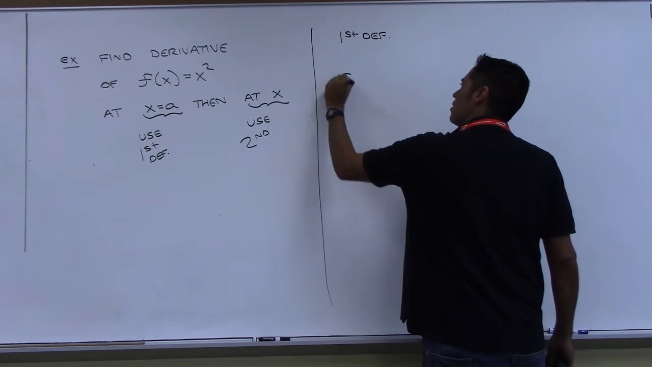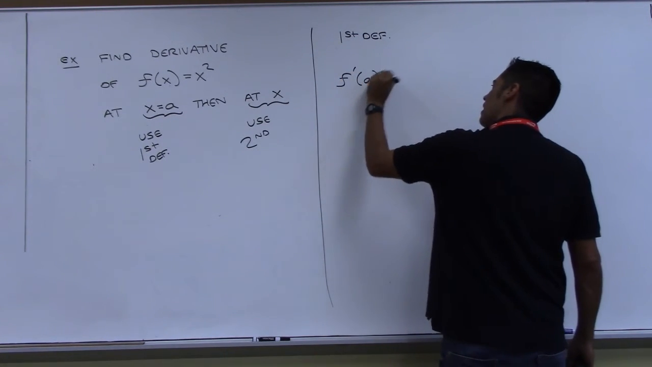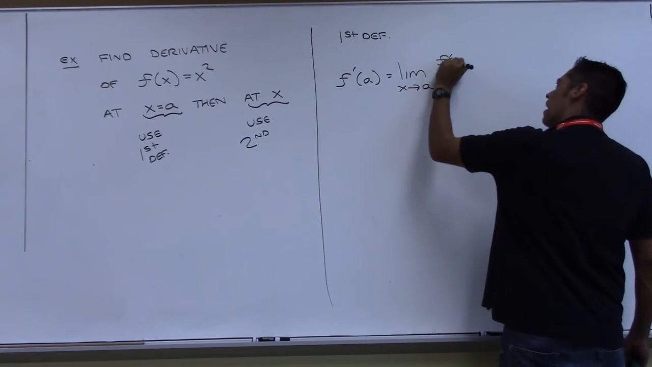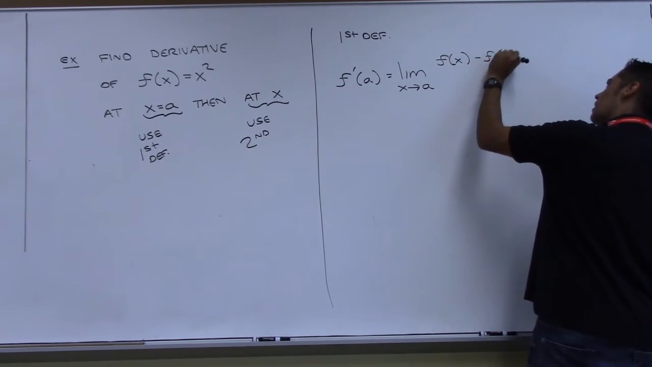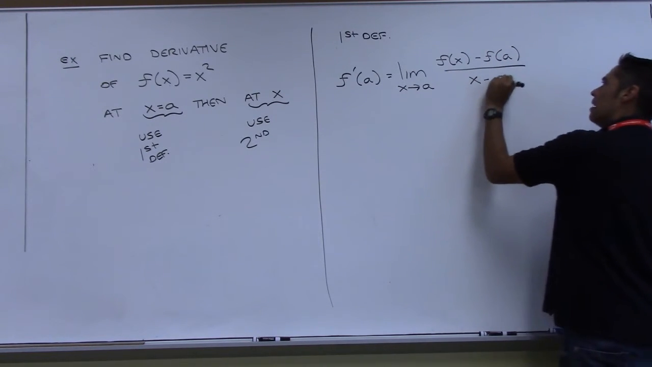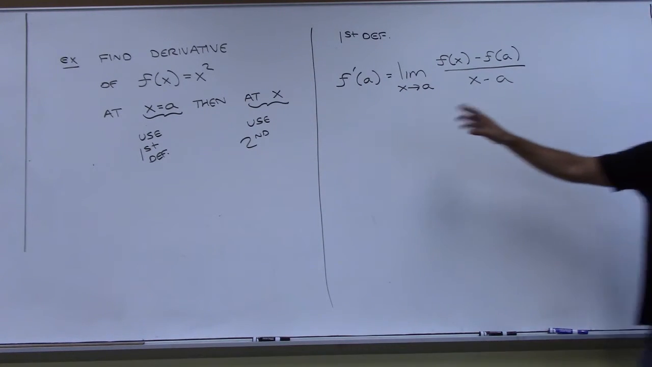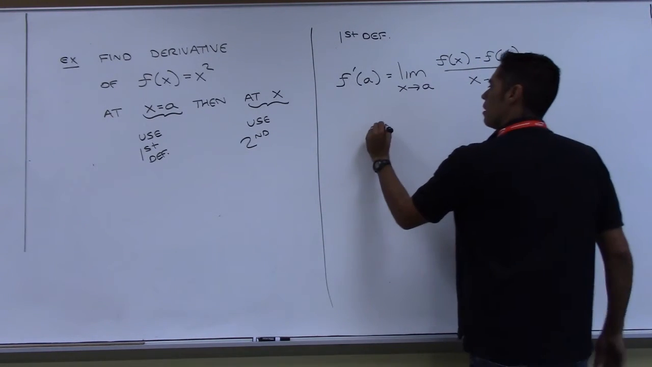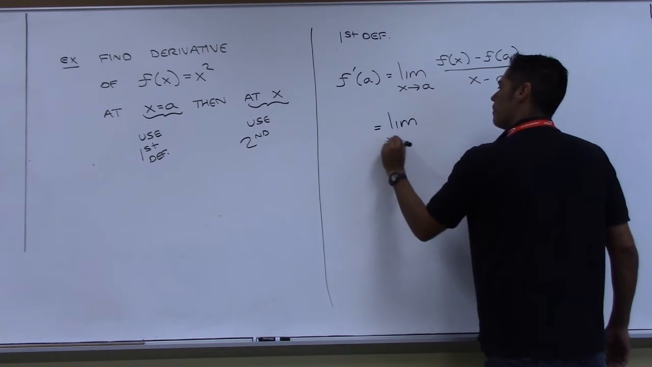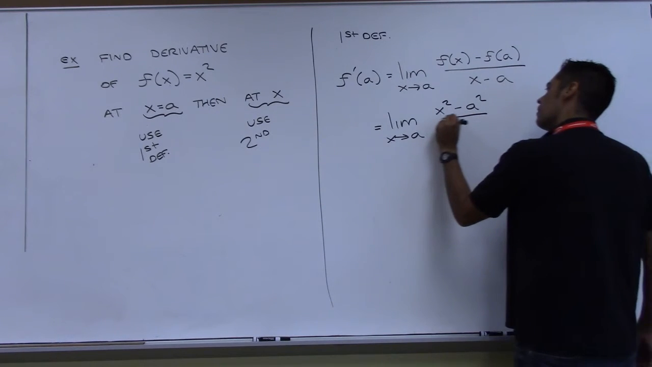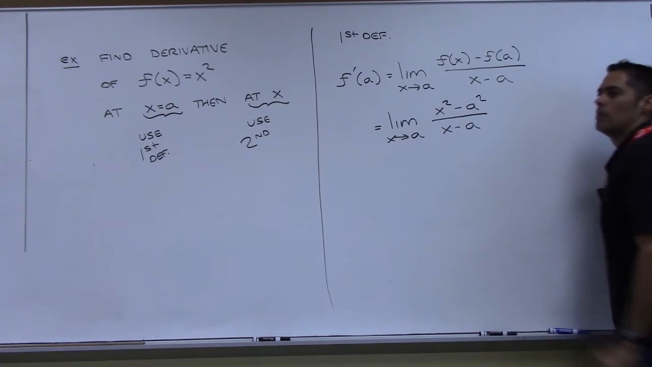So I'm using this. The derivative at a is the limit as x approaches a of f of x minus f of a over x minus a, right? That's what I'm going to do. And how would you do this? What would you replace here? Because I actually gave you the function. Go ahead. f of x would be just x squared. Okay. f of a would be a squared. So just replace.